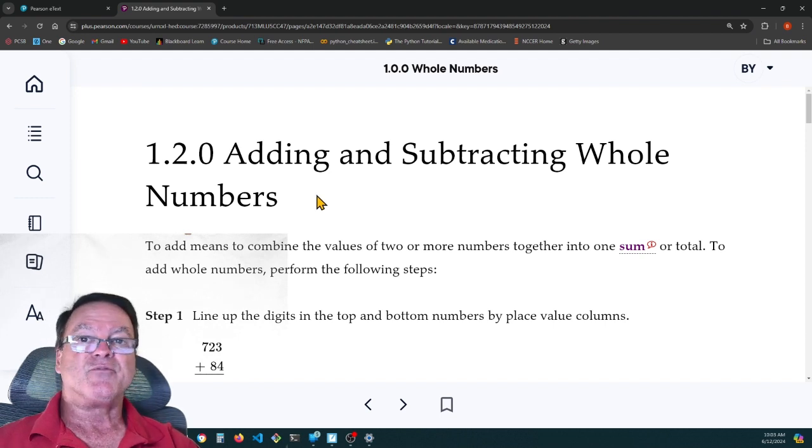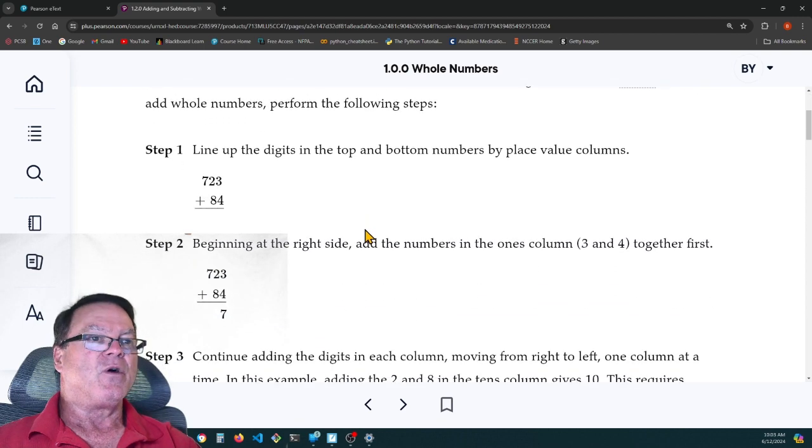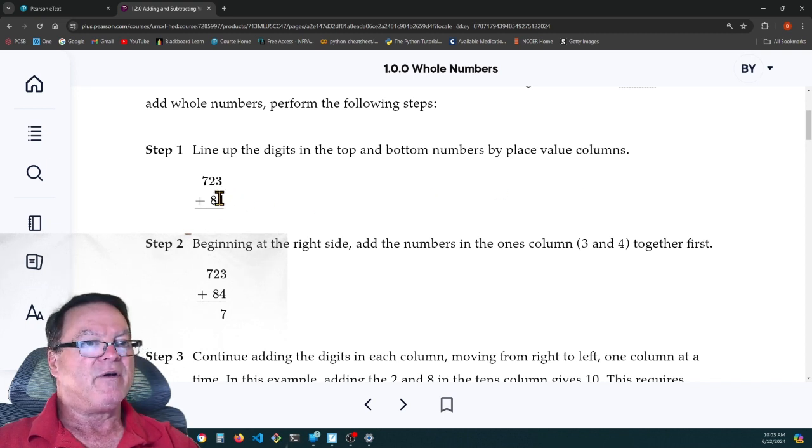1.2.0, adding and subtracting whole numbers. The way to add whole numbers is to line up the digits in the top and bottom number by placing the value by the place value column. So you want the decimal points to line up so that the first column is the ones column, the second column is the tens column, the third column is the hundreds column. So this is 723 plus 84.